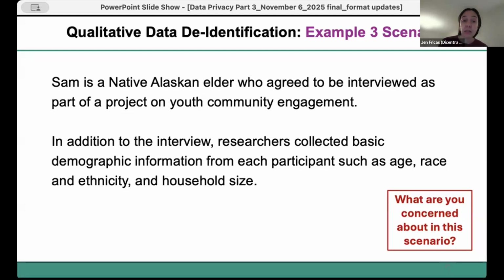Any ideas of what Sam's privacy, what pieces might be in danger here?